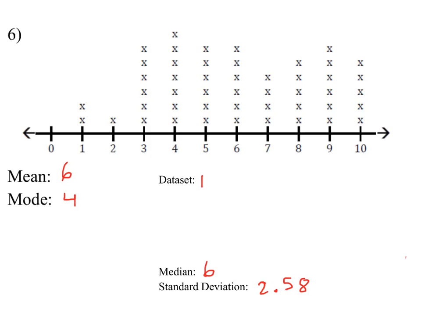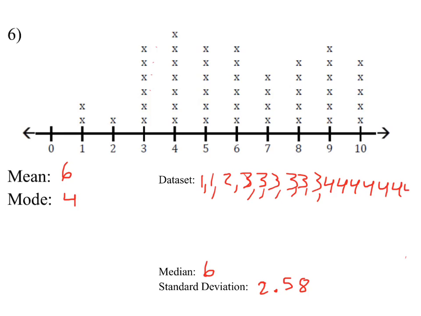The data set has 2 1s and a 2, and 6 3s, and 7 4s. There's a lot of 4s there. And then there's 6 5s.